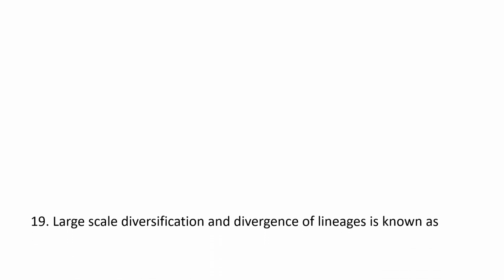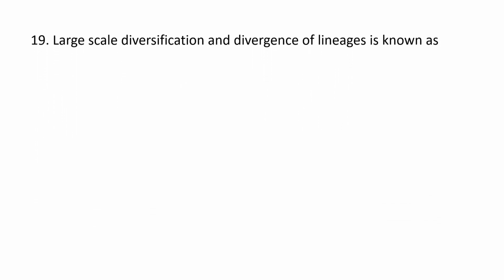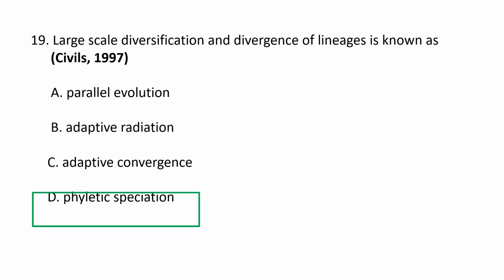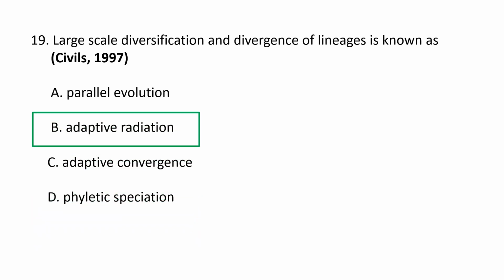Next question. Large scale diversification and divergence of lineages is known as A. Parallel evolution, B. Adaptive radiation, C. Adaptive convergence, D. Phyletic speciation. So the correct answer is B. Adaptive radiation. So the large scale diversification and divergence of lineages is known as adaptive radiation.